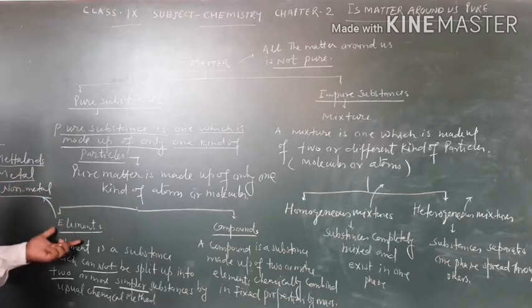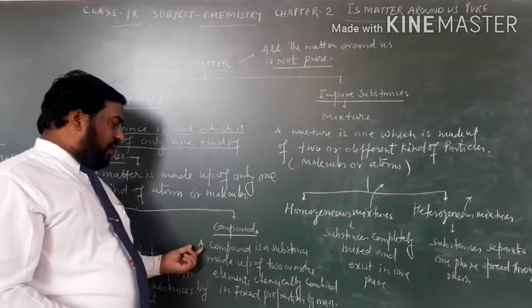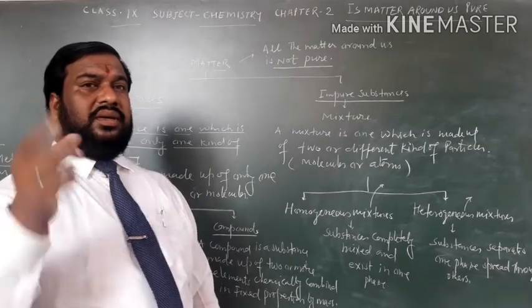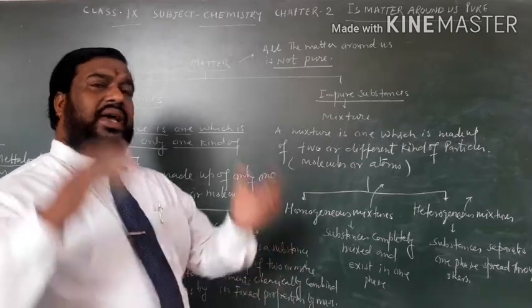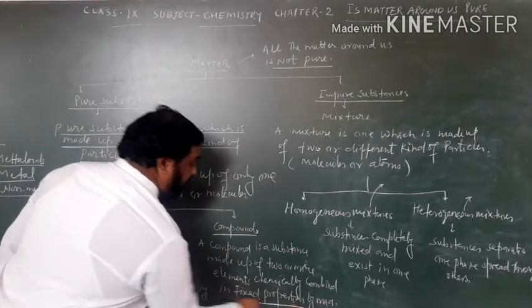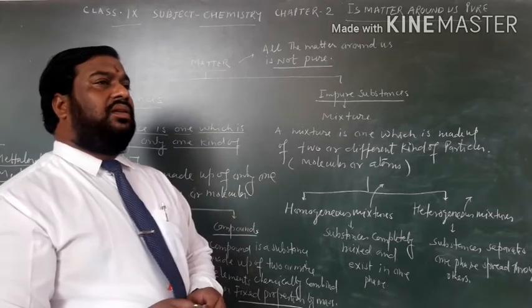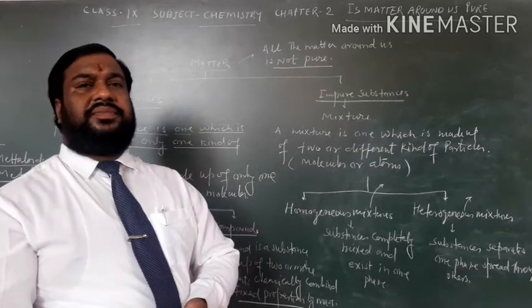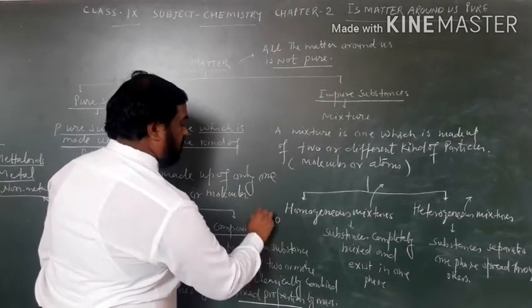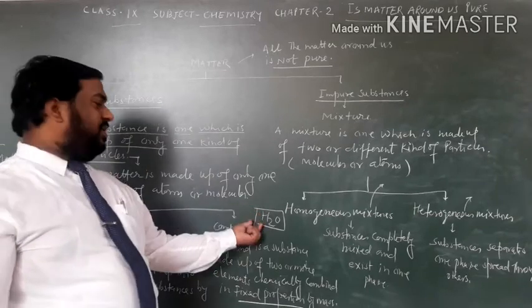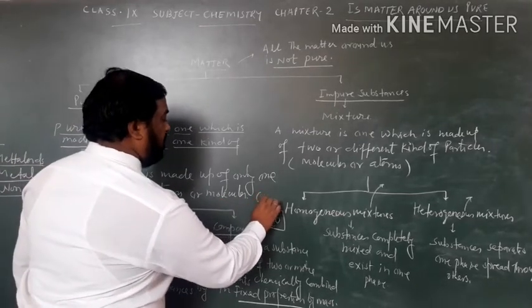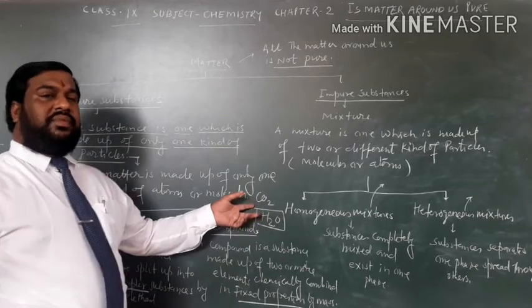Now compounds. A compound is a substance made up of two or more elements. It means elements combined together in a fixed proportion by mass. Whenever elements combine together, they form compounds. For example, H2O is a compound having hydrogen 2 and oxygen 1. Like CO2, carbon dioxide, this is also a compound.